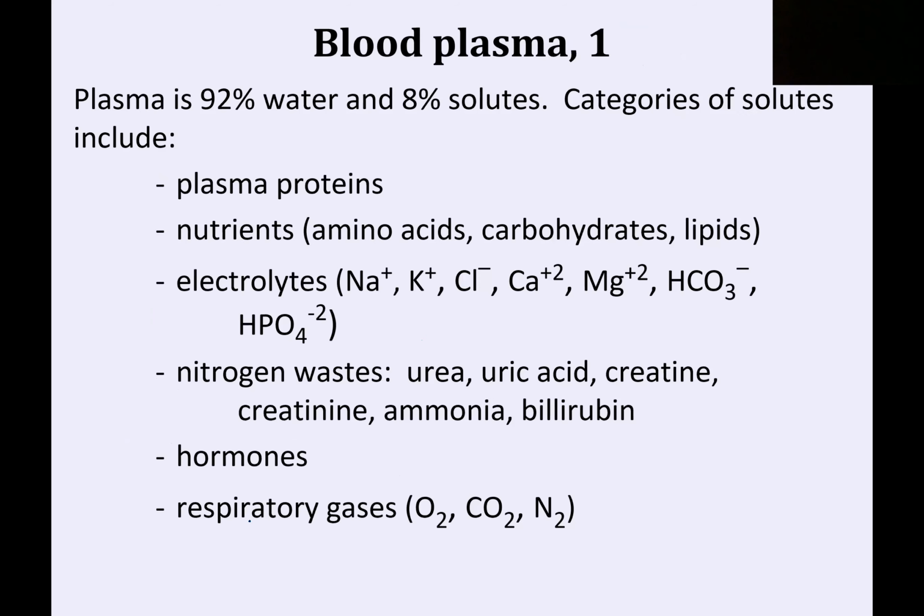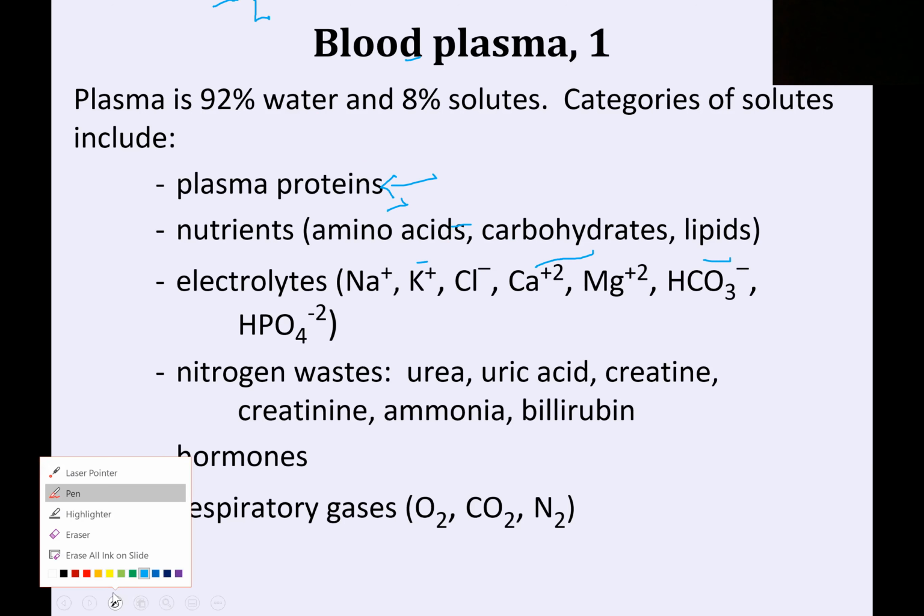Okay, so the plasma, 92% water, 8% solutes. So we're going to spend time looking at the solutes. The categories of solutes include plasma proteins. There we go. Plasma proteins. And we'll take a look at that group a little more closely. Nutrients, which would include amino acids, carbohydrates, lipids.